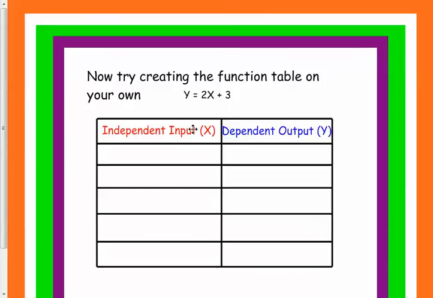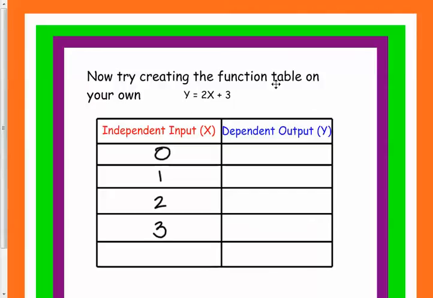All right, so now try creating a function table on your own here. The input is x and the output is y. I want you to start with 0, then 1, 2, 3, and you get to pick whatever number you want here. Okay, and I'll be back in just a second to show you what I did.